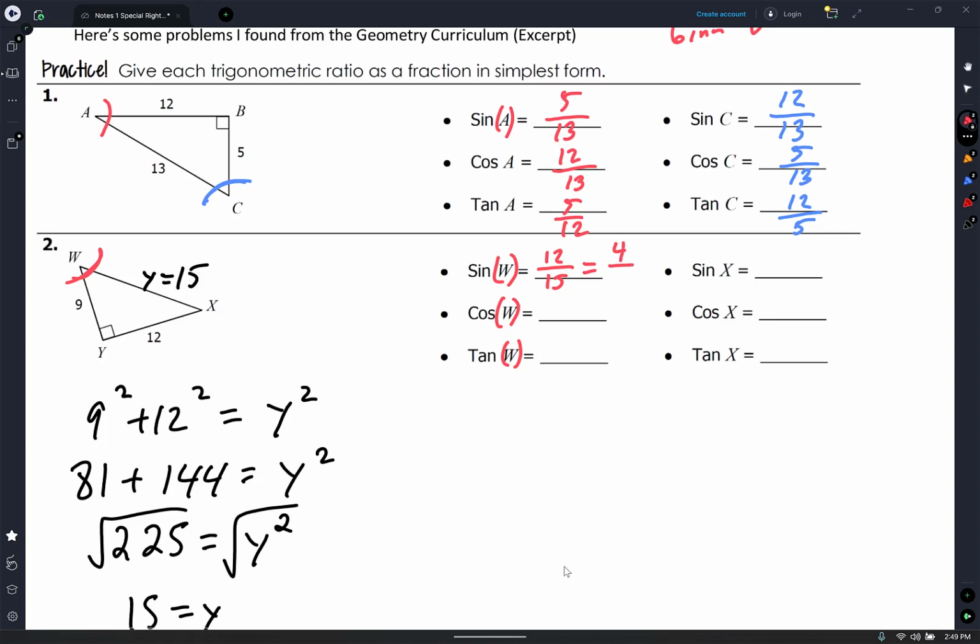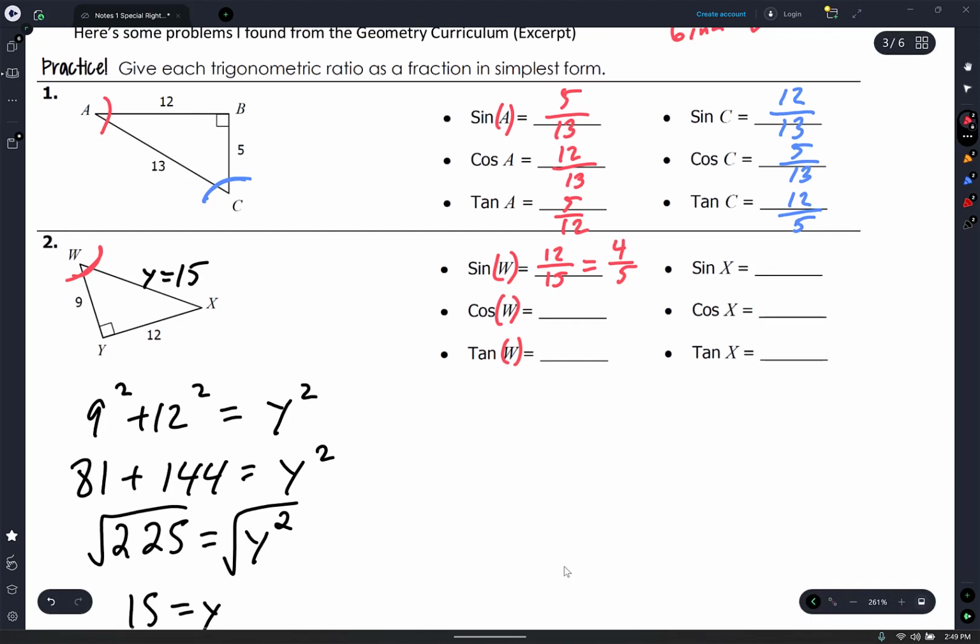4. 3 goes into 12 4 times. How many times does 3 go into 15? 5 times. All right, and it's no shame, guys. If we get it wrong, it's okay. There's a safe space.